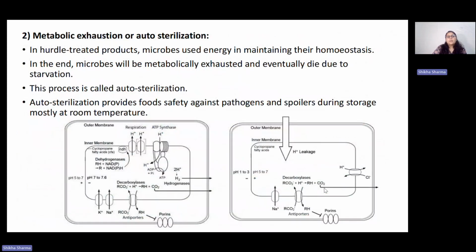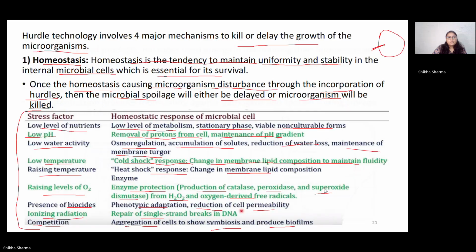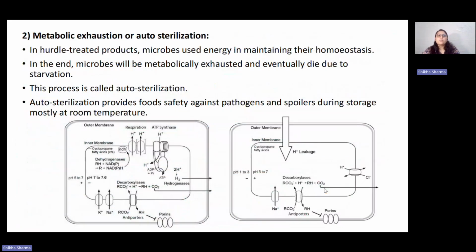And the second mechanism is metabolic exhaustion or auto-sterilization. In hurdle-treated products, microorganisms use their energy in maintaining their homeostasis. In the end, microbes will be metabolically exhausted and eventually die due to starvation. This process is known as auto-sterilization. Auto-sterilization provides food safety against pathogens and spoilers during storage, mostly at room temperature.